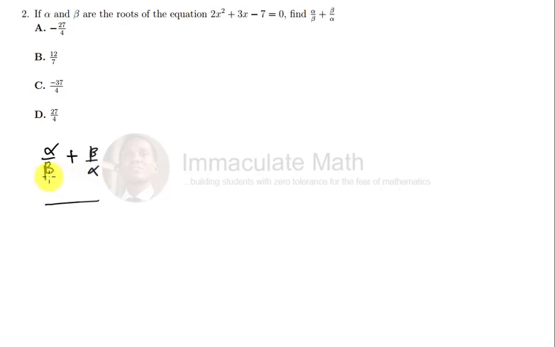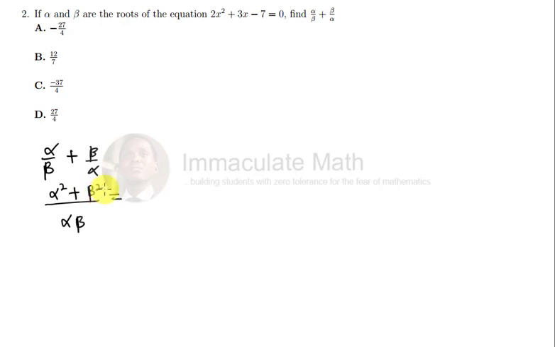Okay, so if we simplify this expression, we have alpha beta. So what's the LCM of beta and alpha? Of course, it is just alpha beta. All right, so if you find the LCM, this divided by this will give us alpha. Beta divided by beta will give us alpha, then multiplied by alpha will give us what? Alpha square. Then this will also give us beta square.